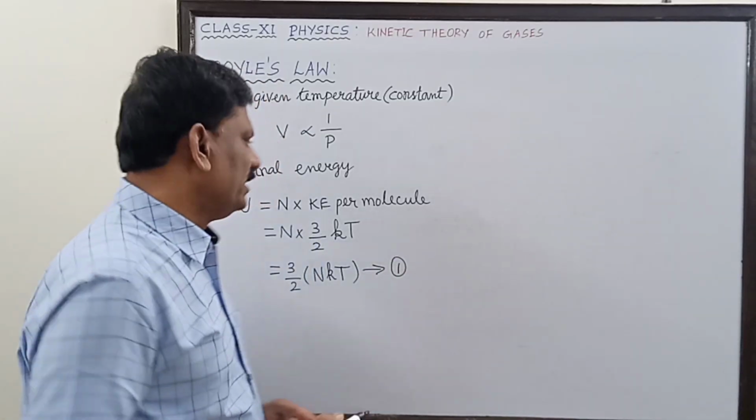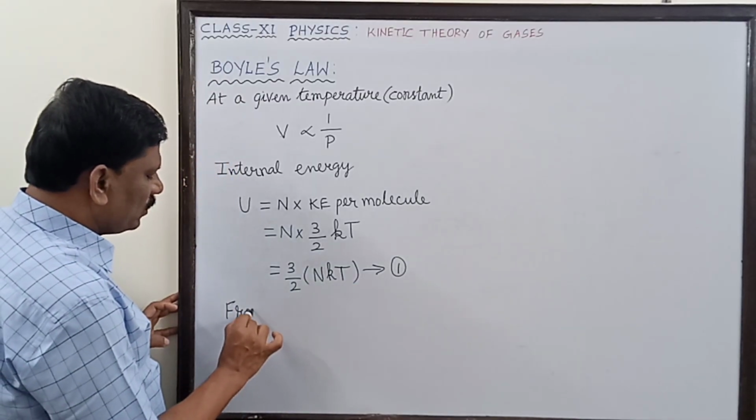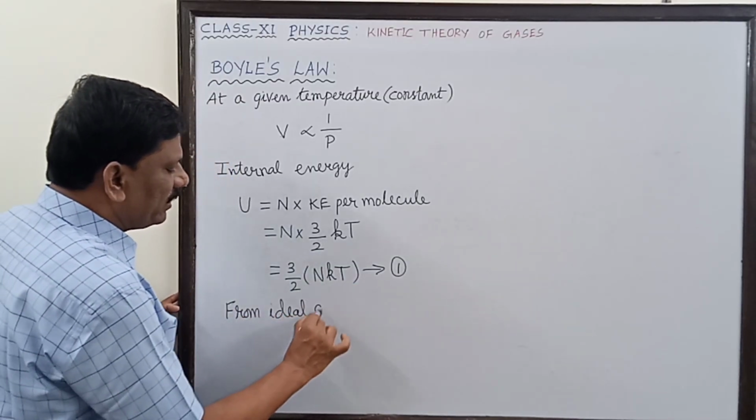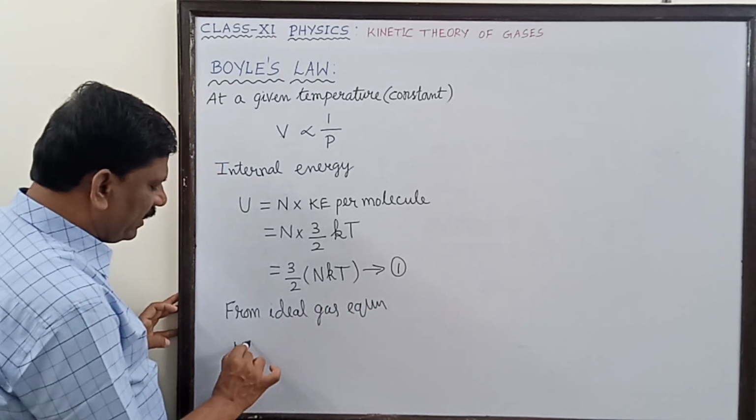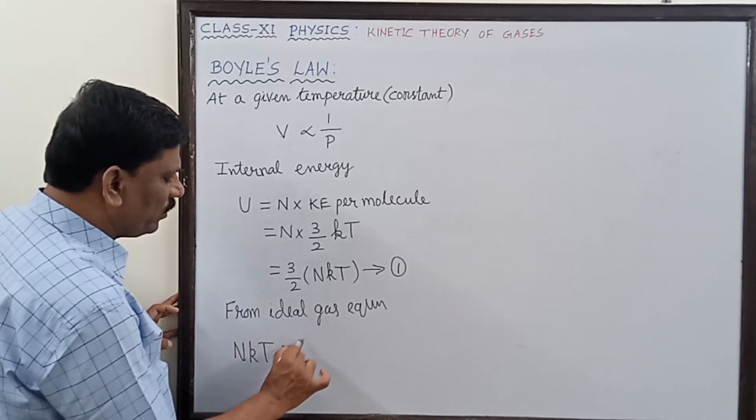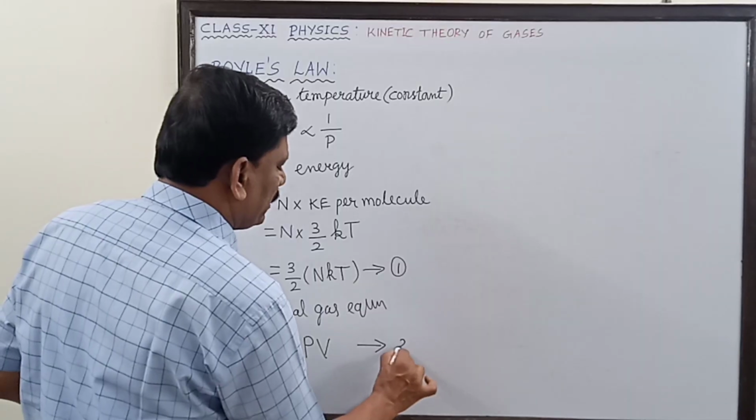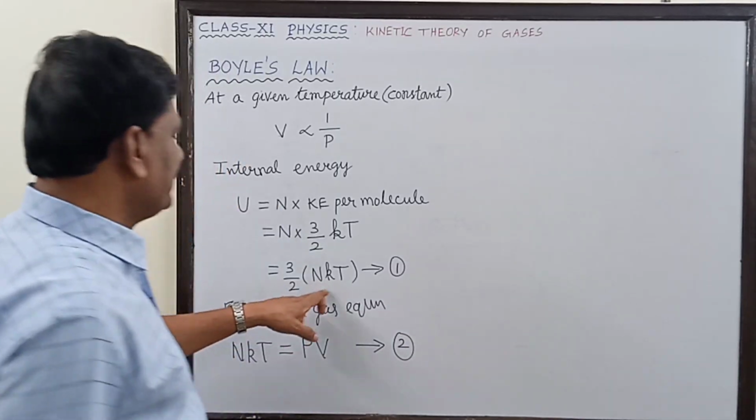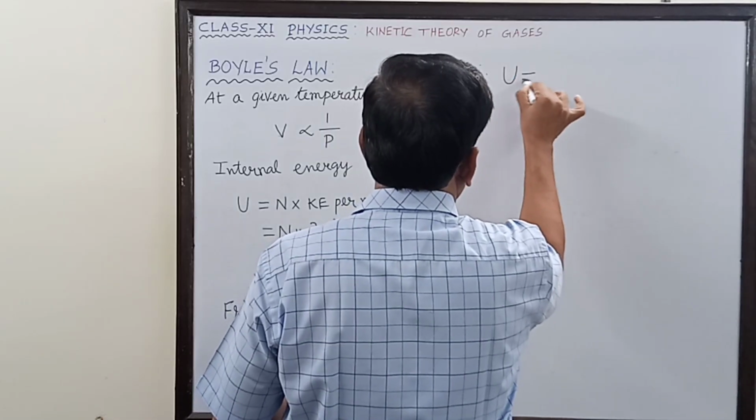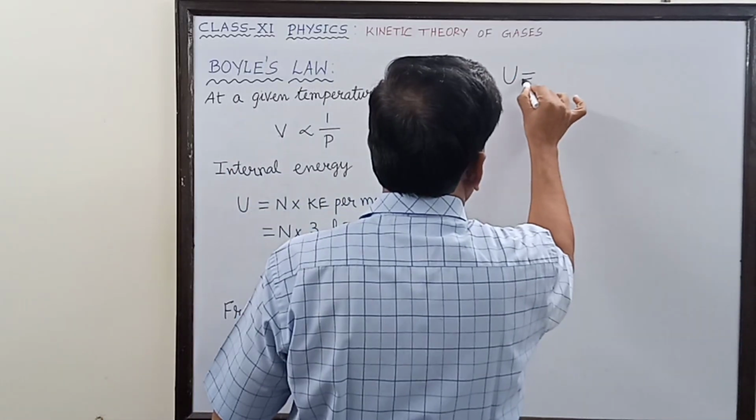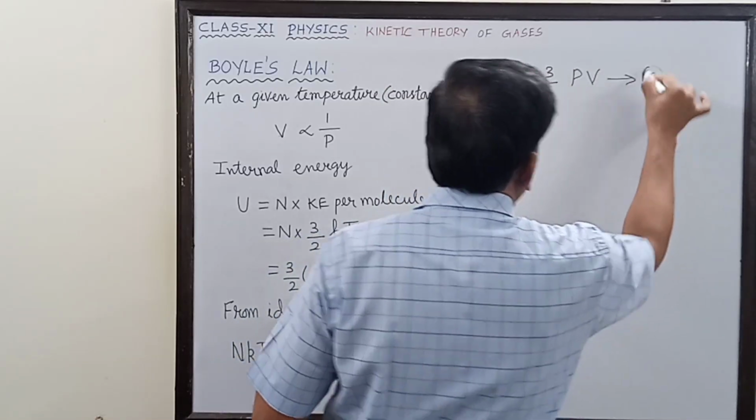But from the ideal gas equation, we also have studied that NkT is equal to PV, isn't it? So this is step number 2. Now I can replace NkT by PV. Therefore, now we get another expression for internal energy. U is also equal to 3 by 2 into PV, and this is our equation number 3.